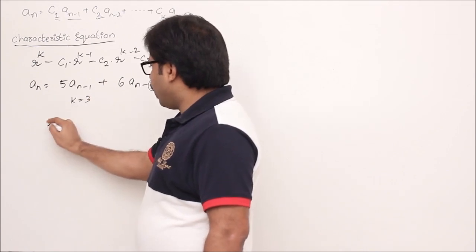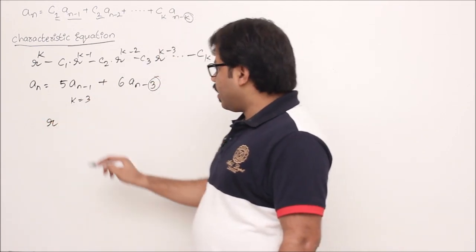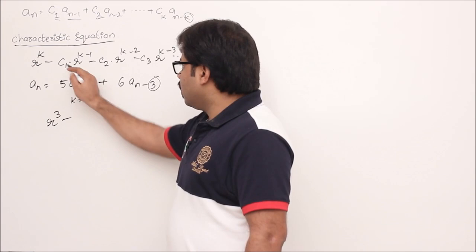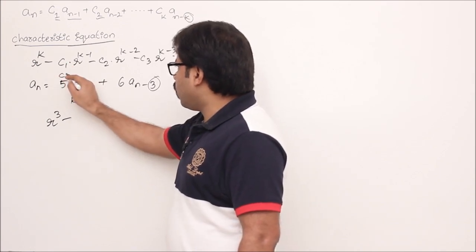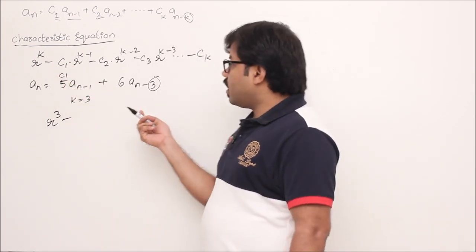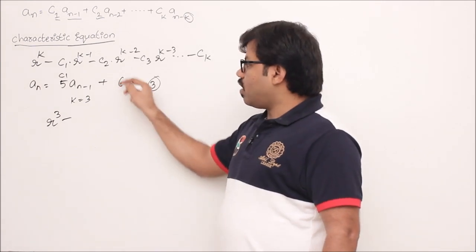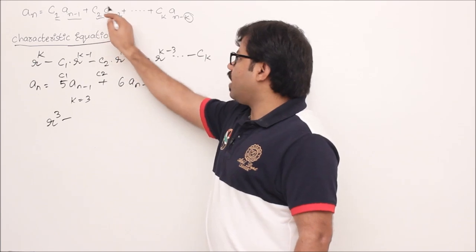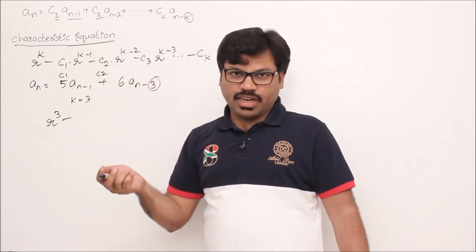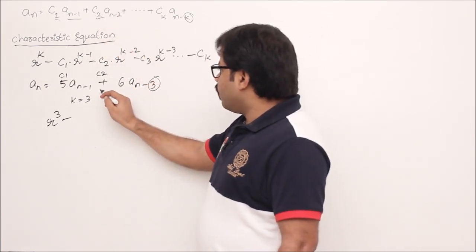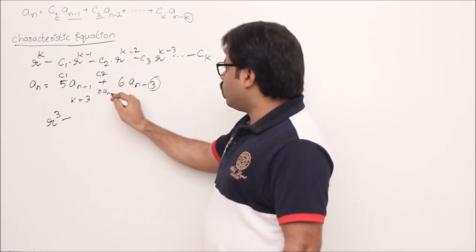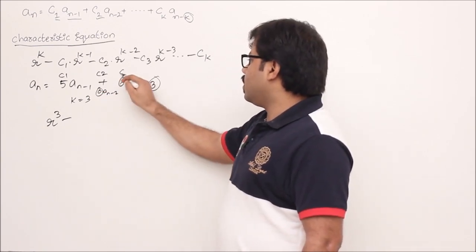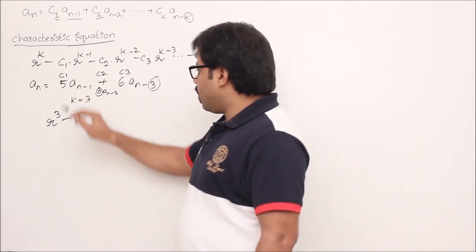So r is a variable, r power k is what? 3, r cube minus constant 1. This is constant number 1. Okay, what is constant number 2? Constant number 2 is not 0, correct? Why? Because c2 is associated with a_{n-2}. Since there is no a_{n-2} here, I can say that we have 0 into a_{n-2}. That's why c2 is 0. Then c3 is 6. So let me write it.